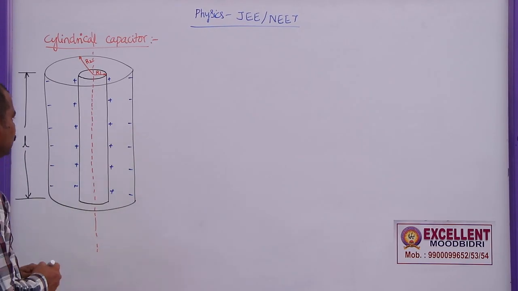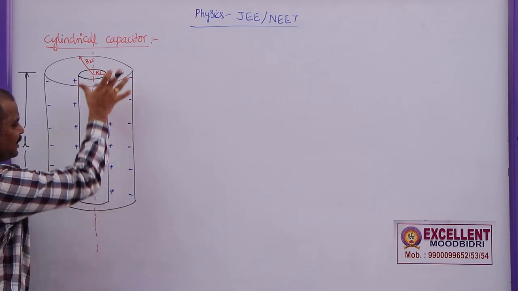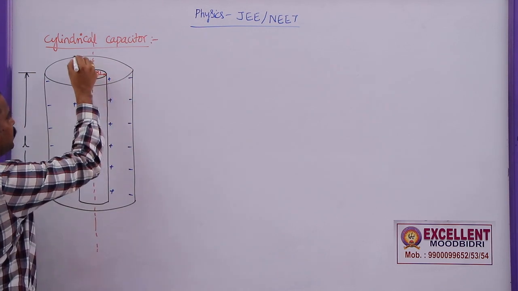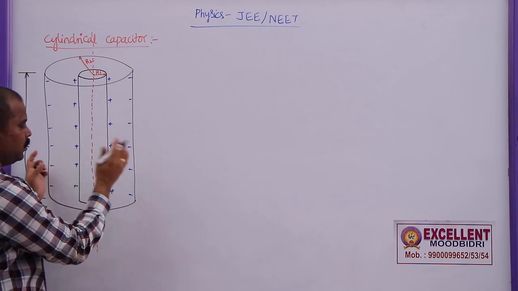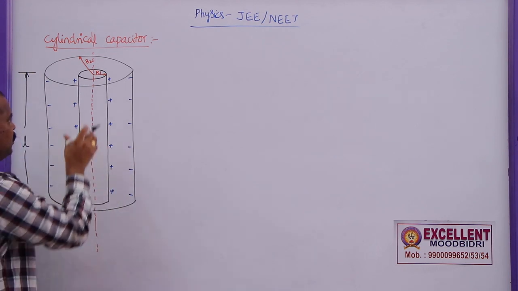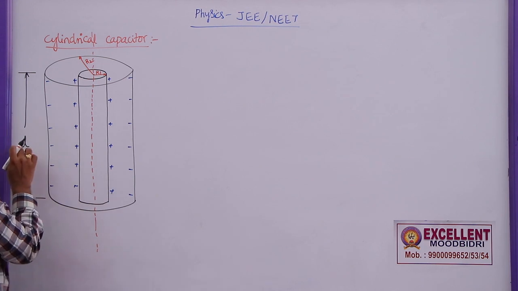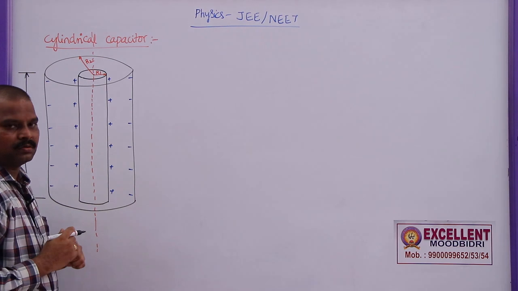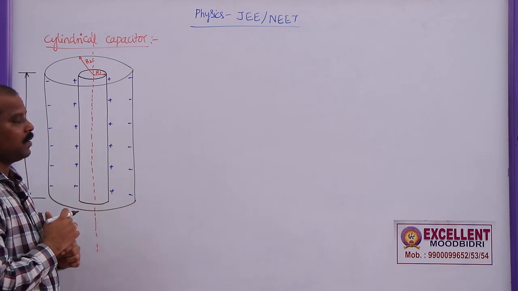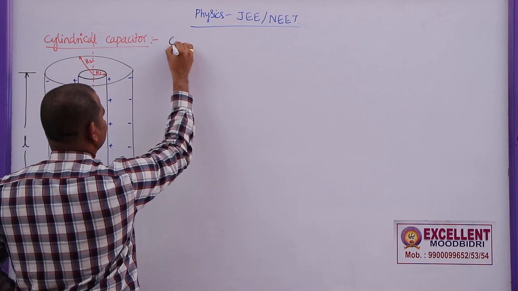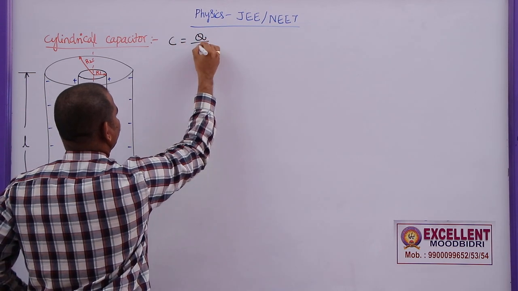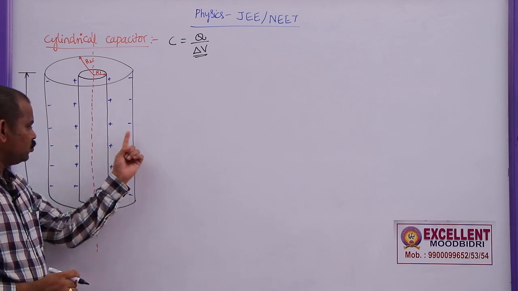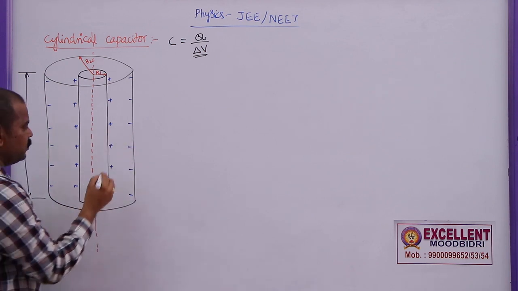Cylindrical capacitor. In this I have taken two cylinders here. One has radius R1, the other one has radius R2. The outer one is the cylindrical shell, the inner one is a cylinder. The length of this one is L. Now, if I want to find out the capacitance of this cylindrical capacitor, the general formula for capacitance is C equal to Q by delta V. This is the potential difference between the two surfaces. So, how to find this one?